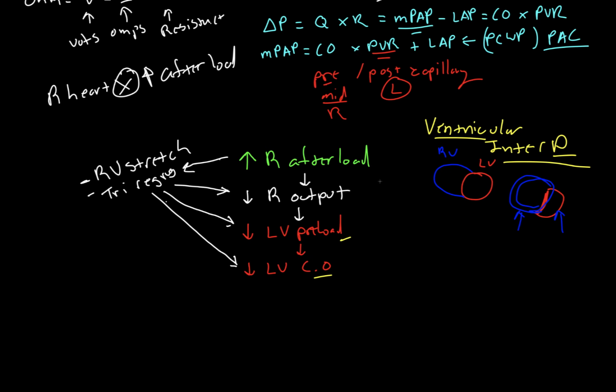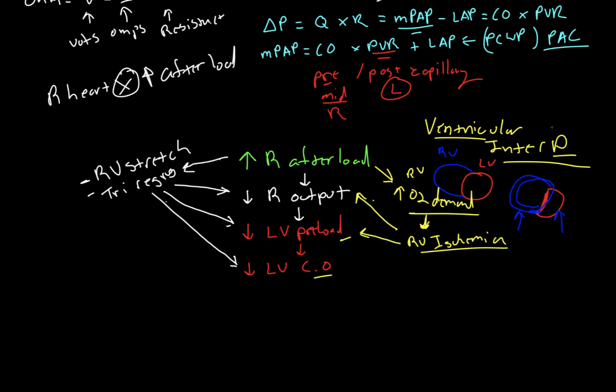So we have an increase in RV afterload. What is that going to do? Well, that's going to increase O2 demand from our right ventricle. And if we can't supply that oxygen, we're going to have RV ischemia, okay? And you can see where this is going. If we have RV ischemia, we're going to continue to reduce our RV output. And if we reduce RV output, we're going to have a reduction in LV preload. And here's where it gets kind of fishy.